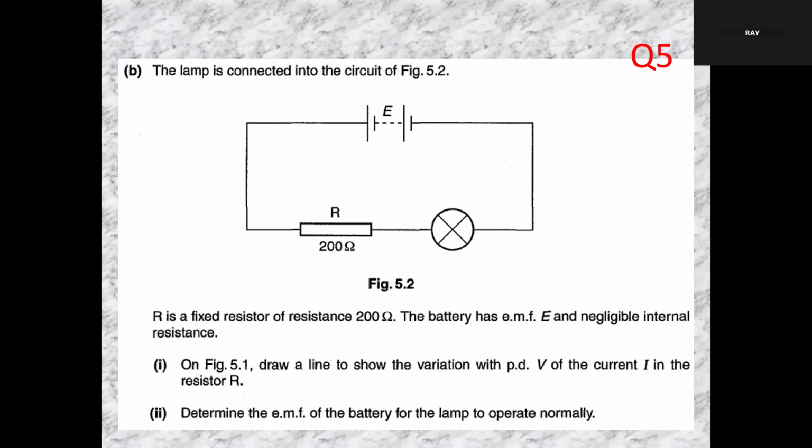The lamp is connected into the circuit of figure 5.2. R is a resistor of resistance 20 ohm. The battery has an EMF E and negligible internal resistance. On figure 5.1, draw a line to show the variation with PD V of the current in the resistor. How to do that?